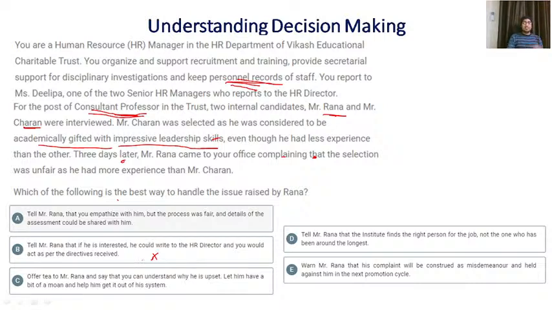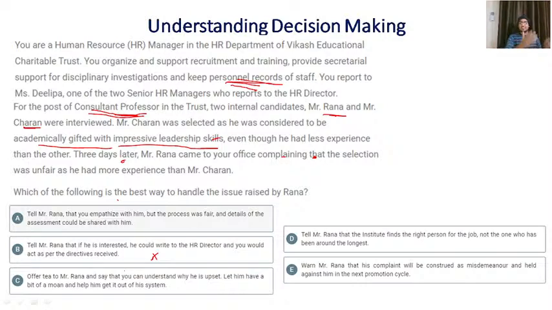Offer tea to Mr. Rana. You will ask Rana, hey buddy, just come to my office. We'll have some snacks, some biscuits and some tea. And you will say that yes, I understand why you're upset. Let him have a bit of moan and help him get it out of his system. So here, as an HR manager, I know that I'm correct, and this person has come to me complaining that the process is not right. Again, you're not trying to solve the problem. You're just saying, yes, I do understand your feeling, man, but I can't really do anything.